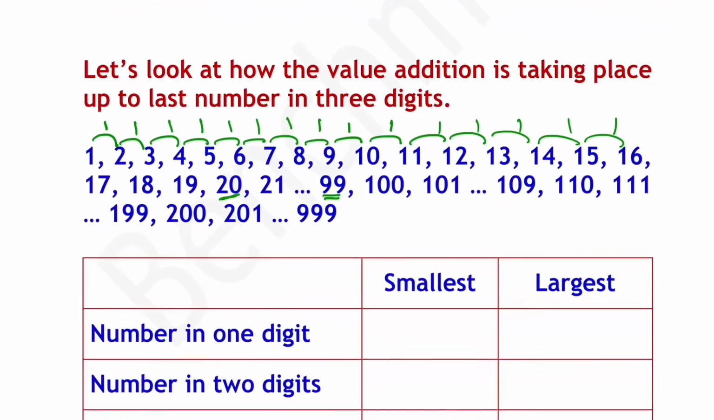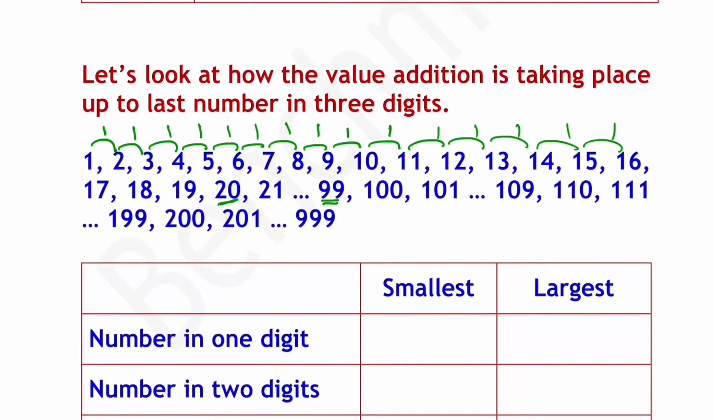So shall we enter the grid as well? Now they are asking the smallest and the largest number in 1 digit. Look, this is the smallest number in 1 digit, and this is the largest number in 1 digit. What is the smallest number in 2 digits? 10. And then what is the largest number in 2 digits? 99.